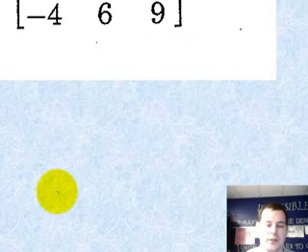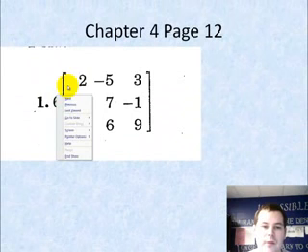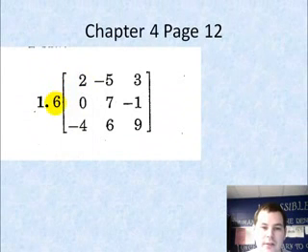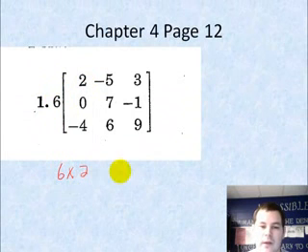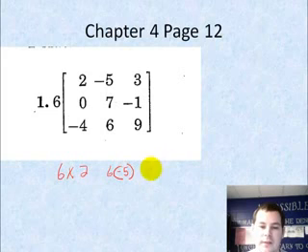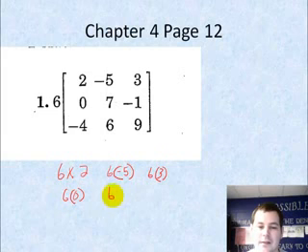The first one we're going to look at here is just scalar. There isn't any addition or subtraction here. So we start off with a 6 right here. I need to distribute this to each of these terms. So it's going to be 6 times 2, 6 times a negative 5. I'm going to write these out with parentheses. 6 times 3, 6 times 0, 6 times 7.